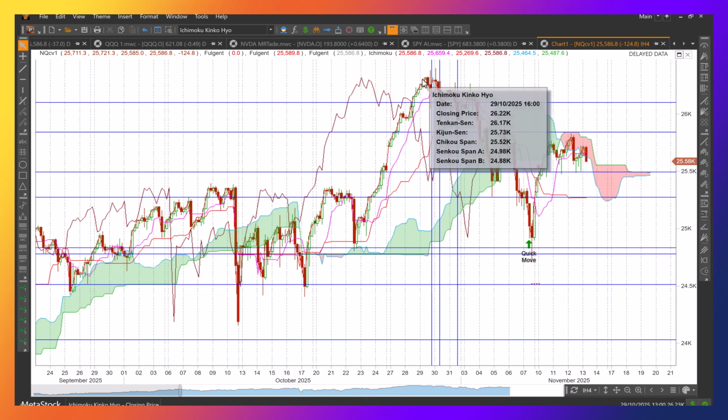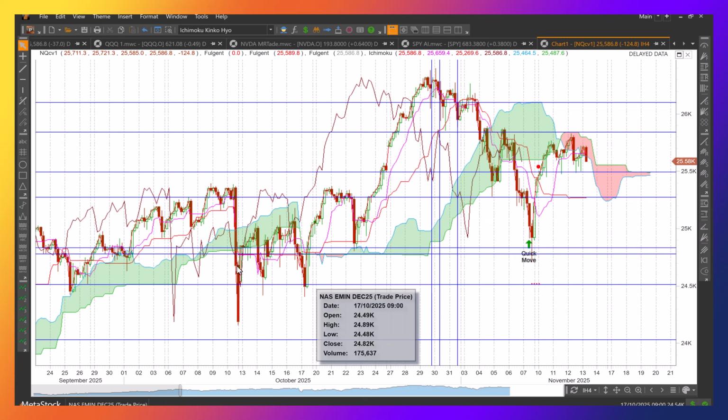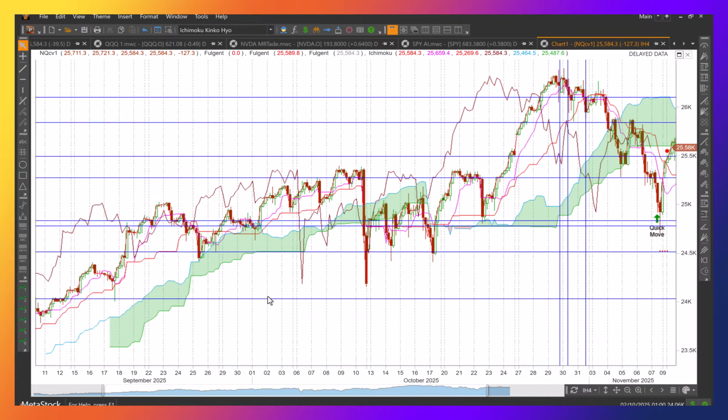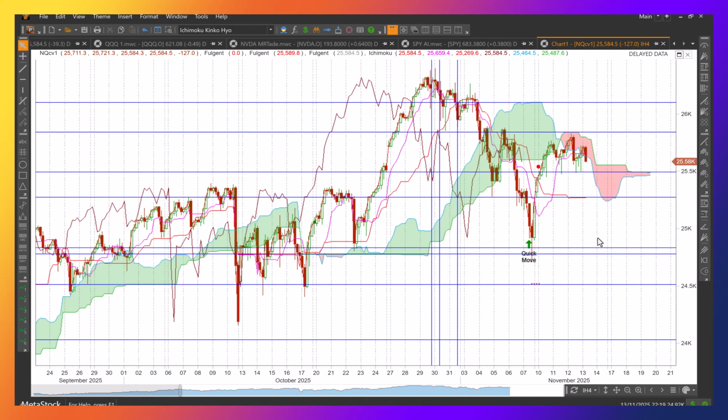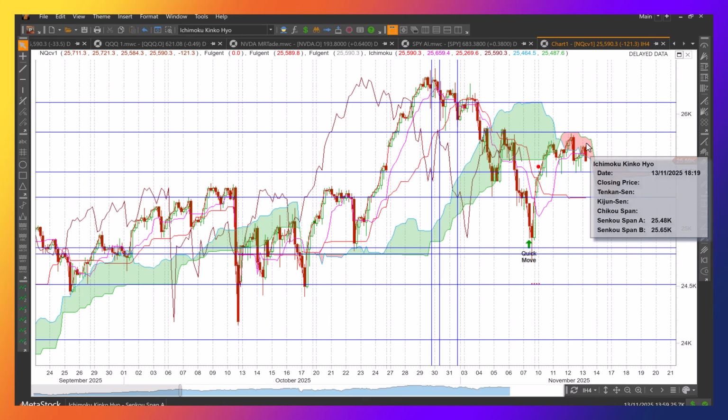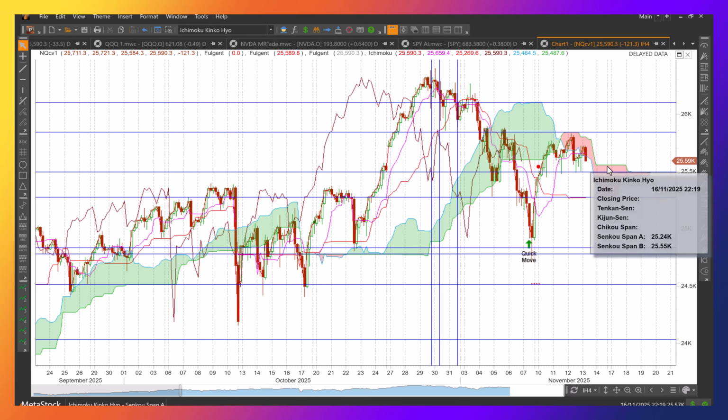Very, very volatile sessions lately. Lots of aggressive selling. We can see here every time we get a bit extended from the cloud, we get an aggressive sell off. So keep an eye, watch out for that. But this was a nice, strong rally. This is almost like a Fibonacci retracement, a little bit of a 23% retracement. So keep an eye on that.